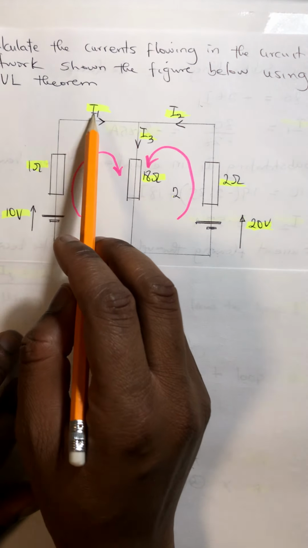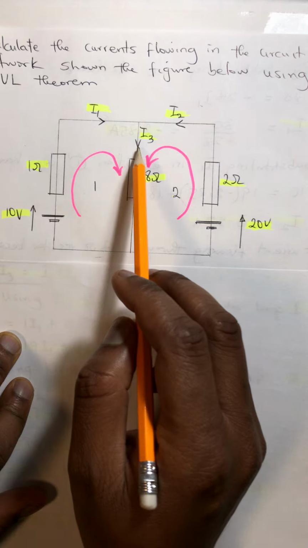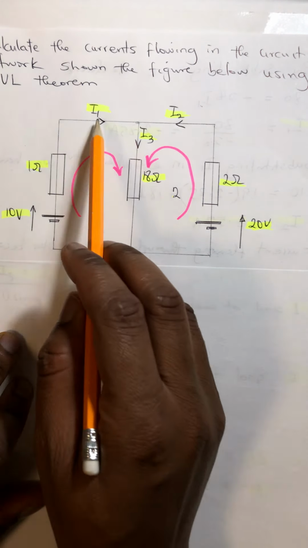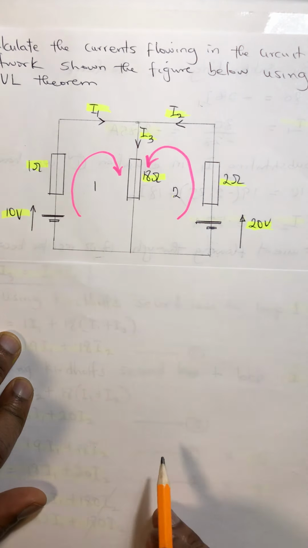Then we have our current I1 flowing this way and I2 flowing this way, joining here at the node to become I3. I3 becomes I2 plus I1 flowing through them.